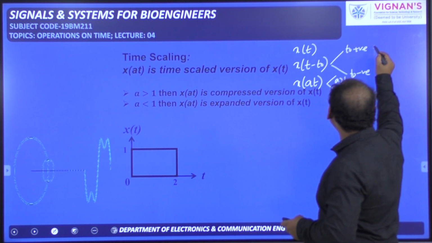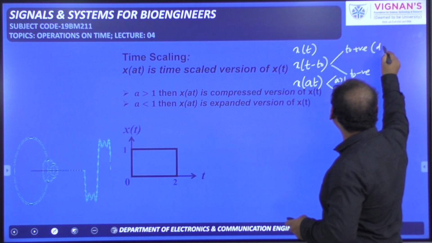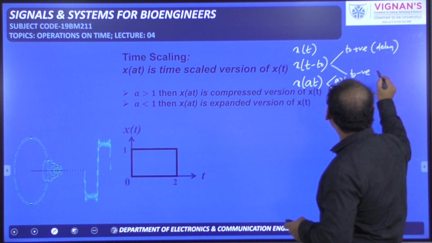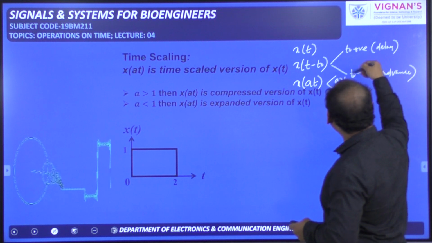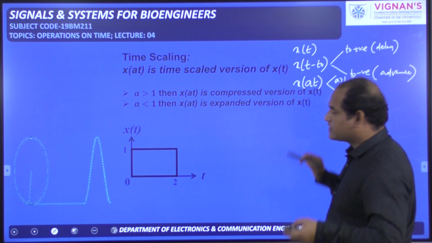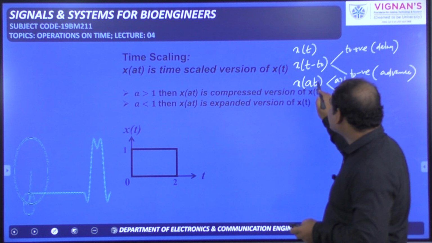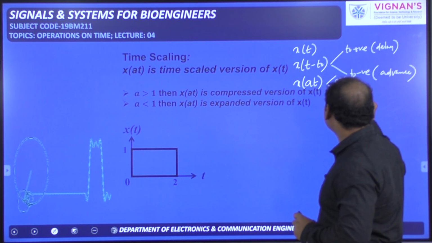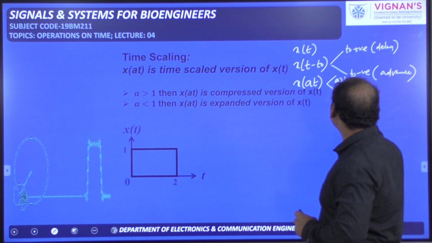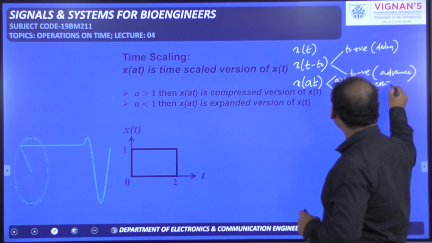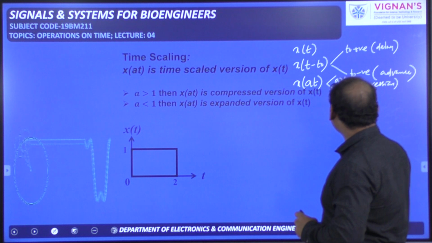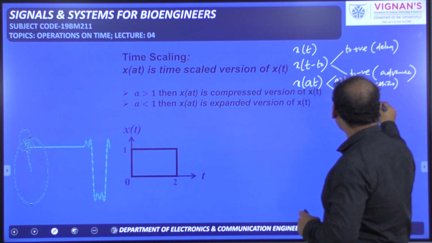In time shifting, if t naught is positive, that is called the delayed version, and if t naught is negative, that is called the advanced version. But these two are time shifting versions only. In time scaling, two cases are there. If a is greater than 1, that is called the compressed time scaled version. If a is less than 1, that is called the expanded version.